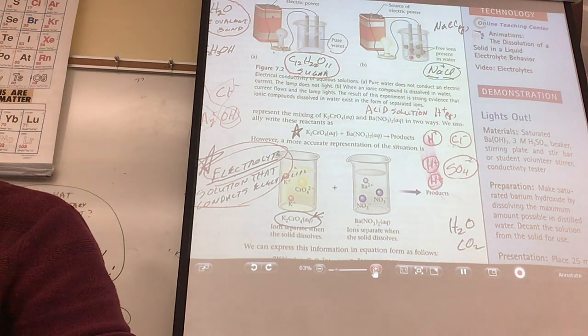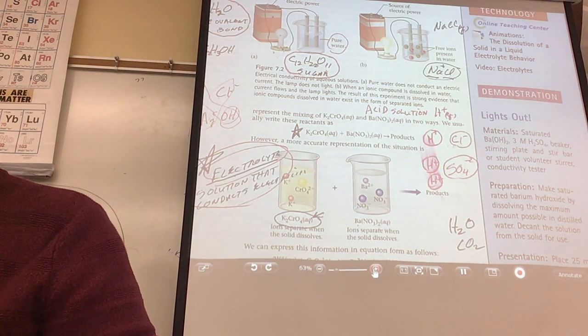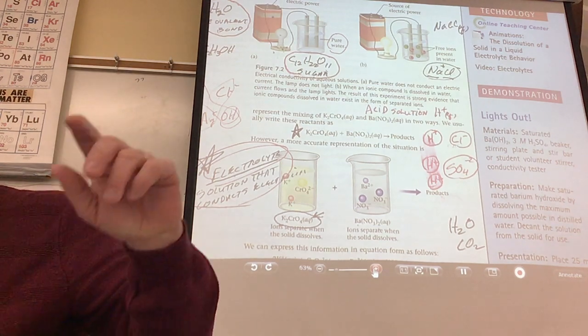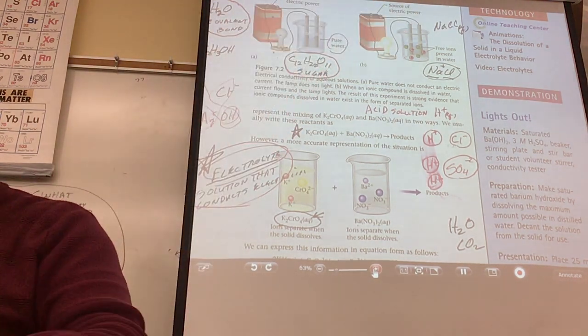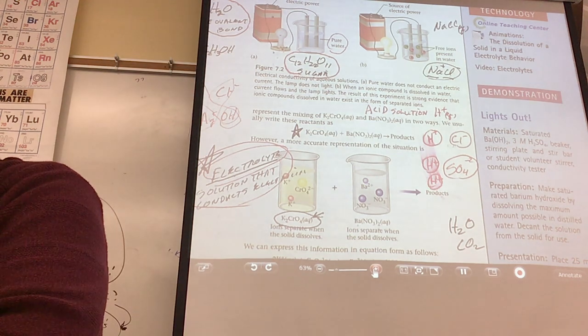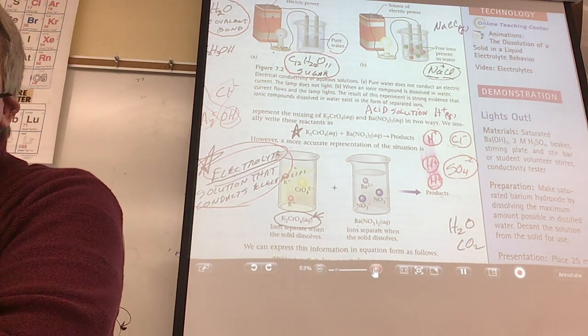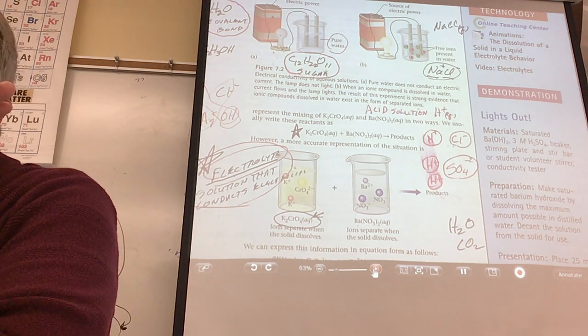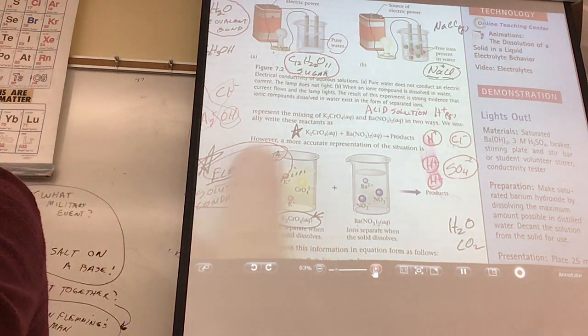Now, I didn't print one of these out for you yet. I will. I'll probably do it tomorrow. But there's a chart right over here. I know you can't see that very well. See that little chart right there? Okay, I'm going to give you your own copy of that. And that's called a solubility chart. Okay, now let's take a look right here.